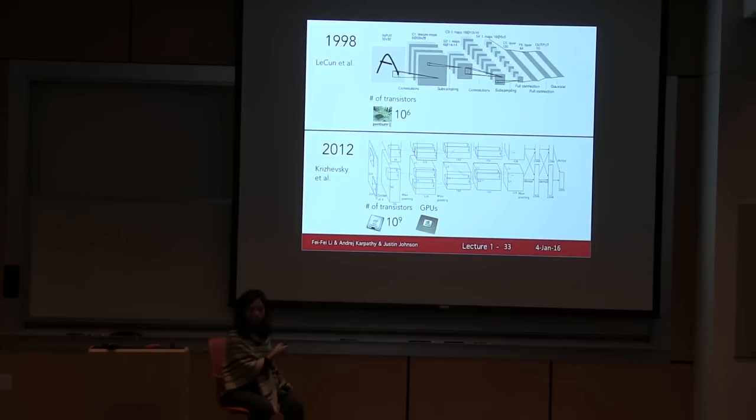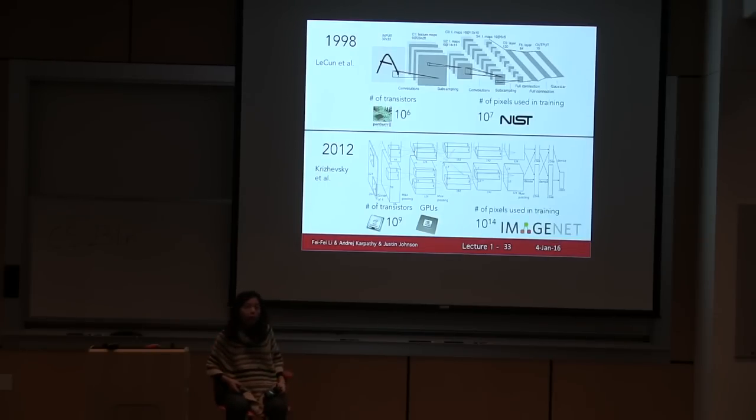NVIDIA made a huge difference in deep learning history. We can now train these models in a reasonable amount of time, even if they're huge. Another thing I think we do need to take credit for is data, the availability of data. That was the big data.